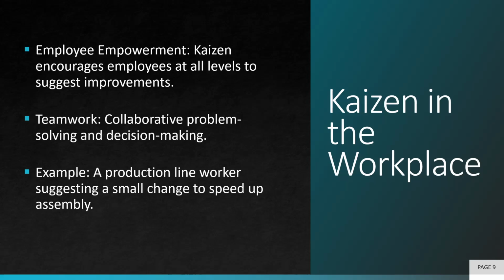Kaizen in the workplace. In this, employee empowerment: Kaizen encourages employees at all levels to suggest improvements. The second one is teamwork. It means collaborative problem solving and decision making. Example: a production line worker suggesting a small change to speed up assembly. Right, this is a very good example.